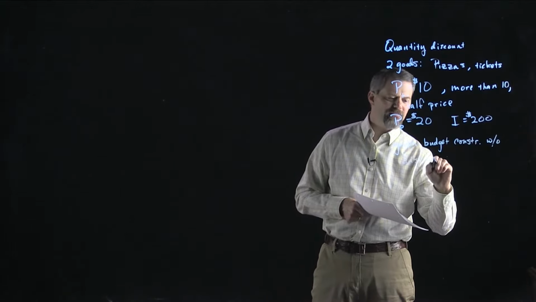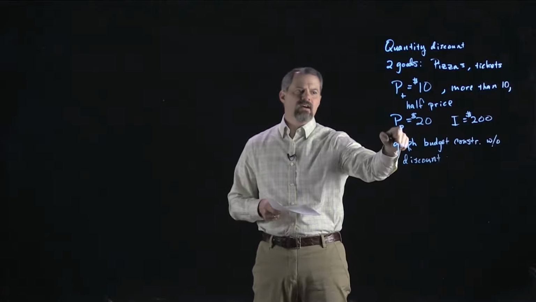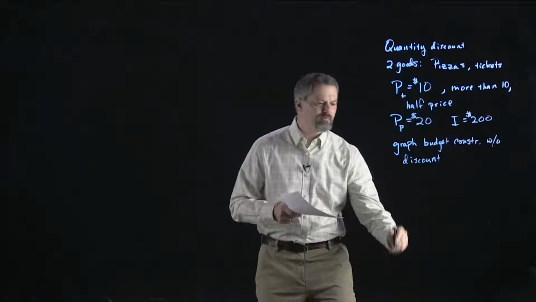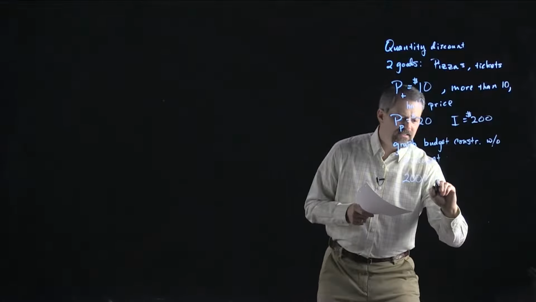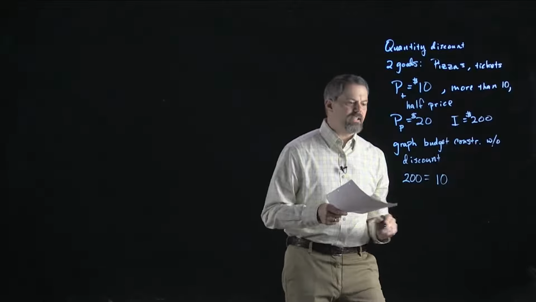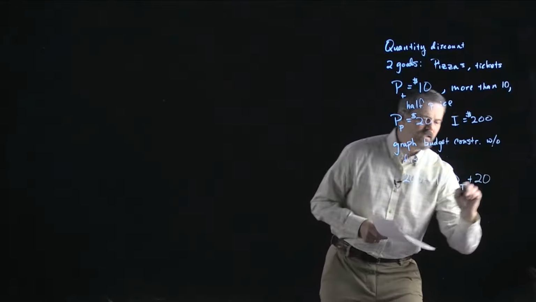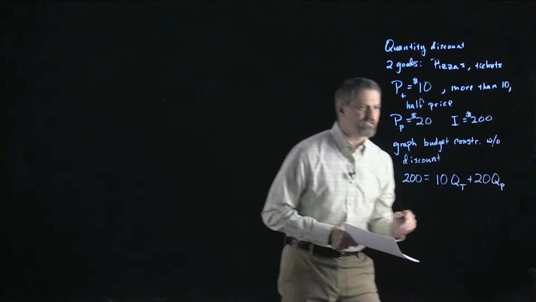So let's do that first. That means that our price of tickets is 10, our price of pizzas is 20, and we've got $200 to spend. So 200 is equal to 10, the price of tickets, multiplied by the quantity of tickets, plus 20, the price of pizzas, multiplied by the quantity of pizzas.